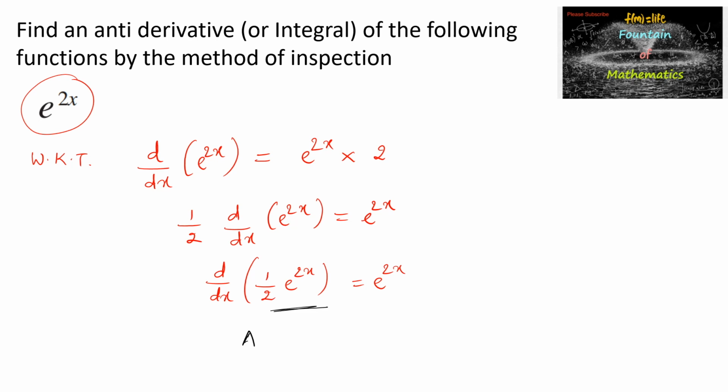So the differentiation of 1 by 2 e power 2x is equal to e power 2x. So we can write the antiderivative of the right side function e power 2x as the left side differentiated function, that is 1 by 2 times e power 2x. So the antiderivative is 1 by 2 e power 2x, which is the answer. Okay, thank you.